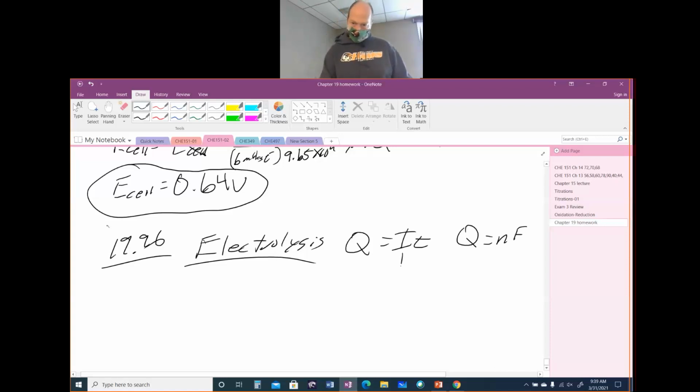Over here, you've got your current. This is in amps. And you got your time. This is in seconds. All right, your Q is coulombs. That's your charge. These are the equations that will be used to answer electrolysis questions. And you'll know you have an electrolysis question because it's going to have amps in the question. Anytime you have amps in the question, you are using these equations.